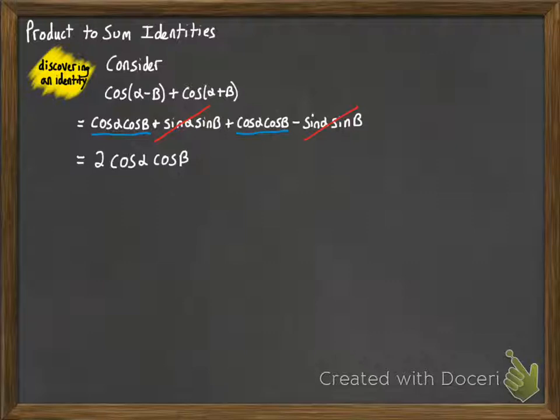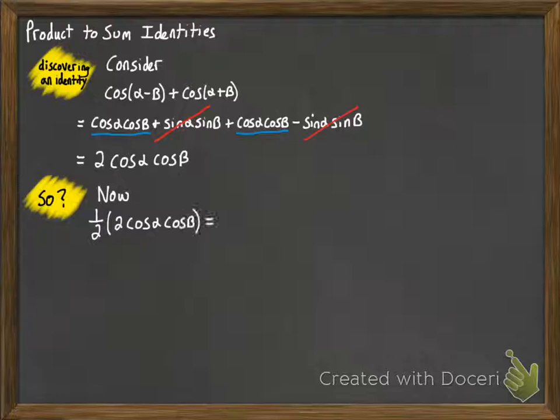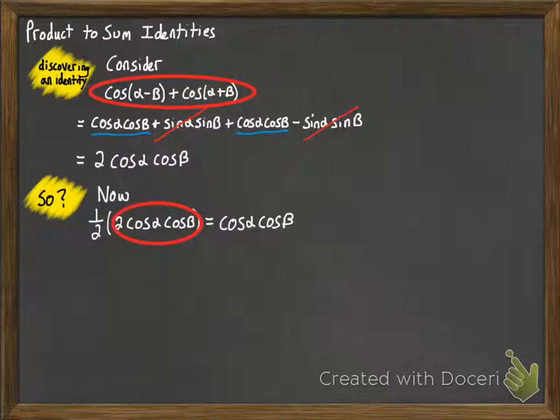At this point in time you're probably thinking, so what? Well, consider another thing. If you took half of that, you would get cosine alpha times cosine beta. But hang on just one moment. The 2 cosine alpha cosine beta, that was equal to the cosine of alpha minus beta plus cosine of alpha plus beta. Right? They're equal.